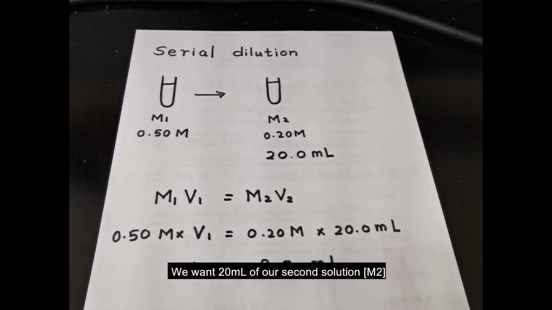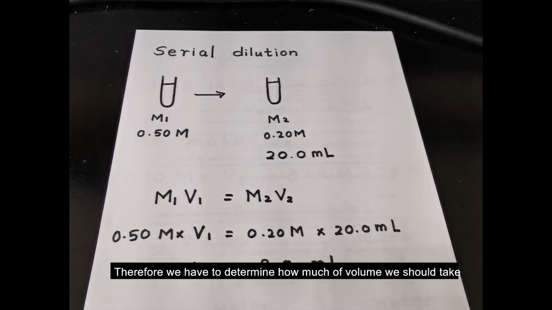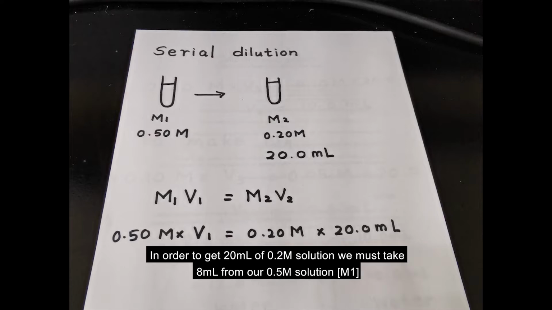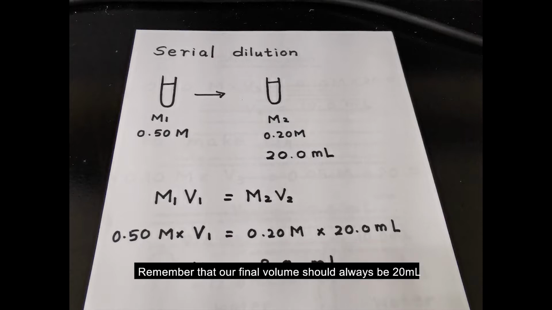We want 20 milliliters of our second solution. Therefore, we have to determine how much of volume we should take from the first solution to dilute it with water to make our second solution. In order to get 20 milliliters of 0.2 mole solution, we must take 8 milliliters from our 0.5 mole solution. Remember that our final volume should always be 20 milliliters because that's what we used in the calculations. Therefore, we have to dilute this 8 milliliters with 12 milliliters of water to make a final solution of 20 milliliters with 0.2 molarity.